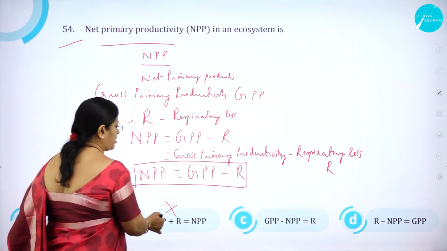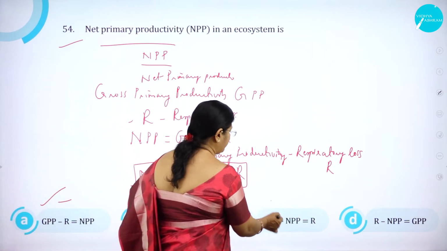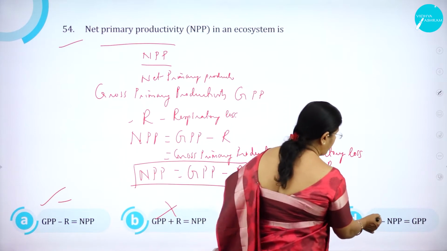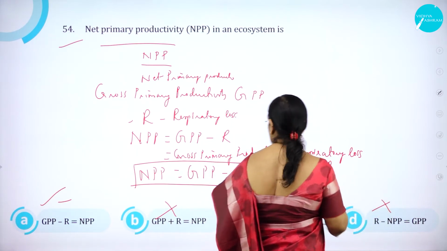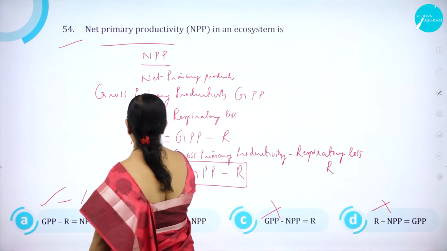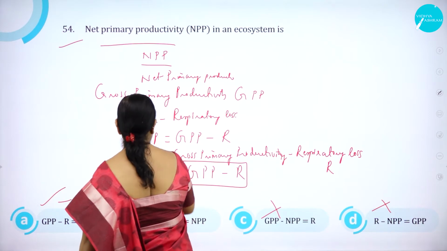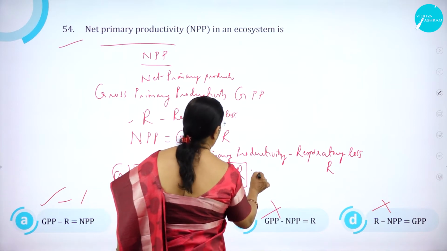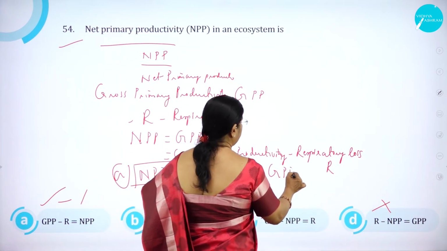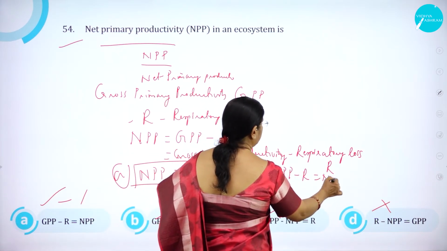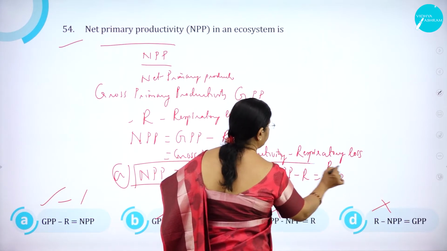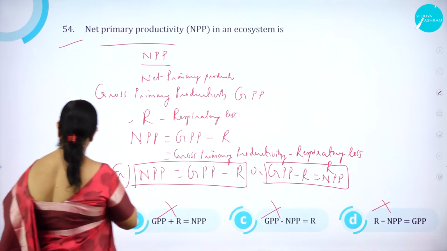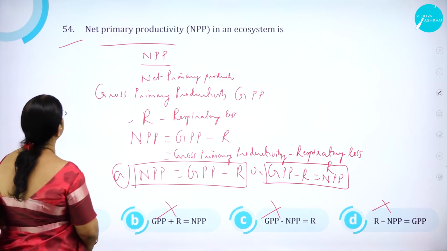GPP plus R, wrong. GPP minus NPP, wrong. D, R minus NPP, wrong. So option A is correct. Option A, that is GPP minus R is equal to NPP. So option A is correct.